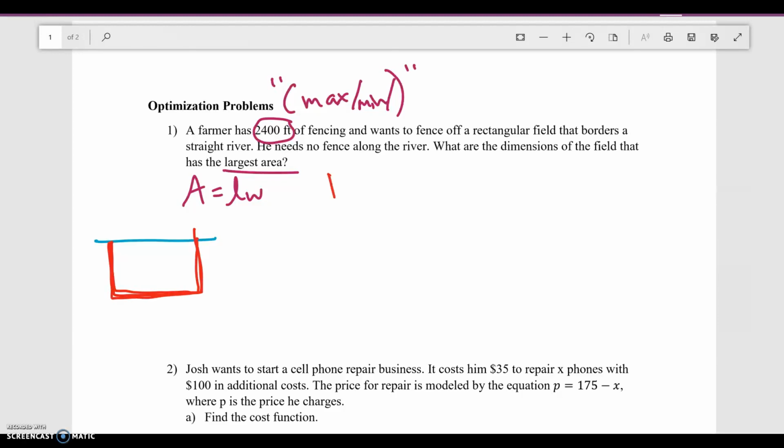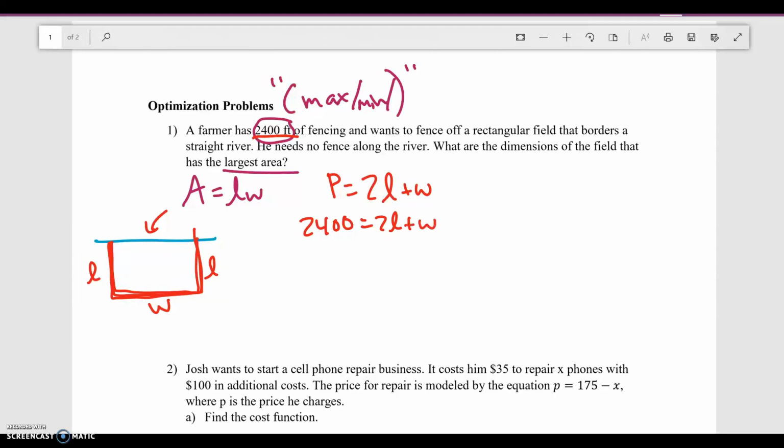So the perimeter is equal to, in this case, 2 lengths and 1 width. Or you can just use 2 widths and 1 length, it doesn't really matter. But what we really have is 2 lengths plus 1 width, because we don't want to fence the river. That doesn't make sense. So we have 2,400, that's going to be our perimeter. 2,400 is equal to 2L plus W.